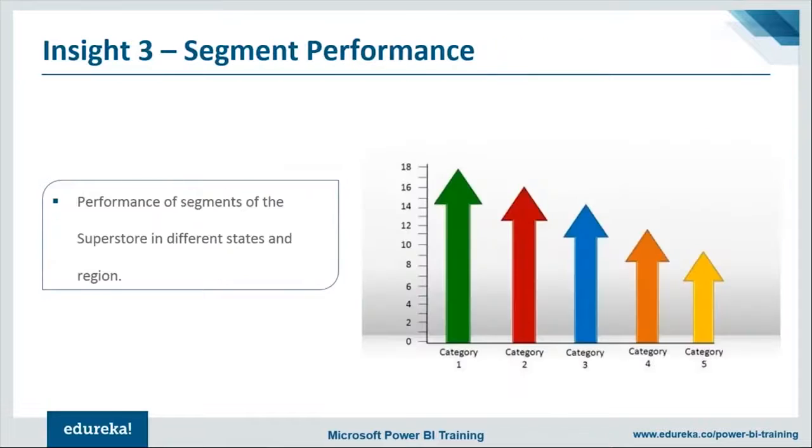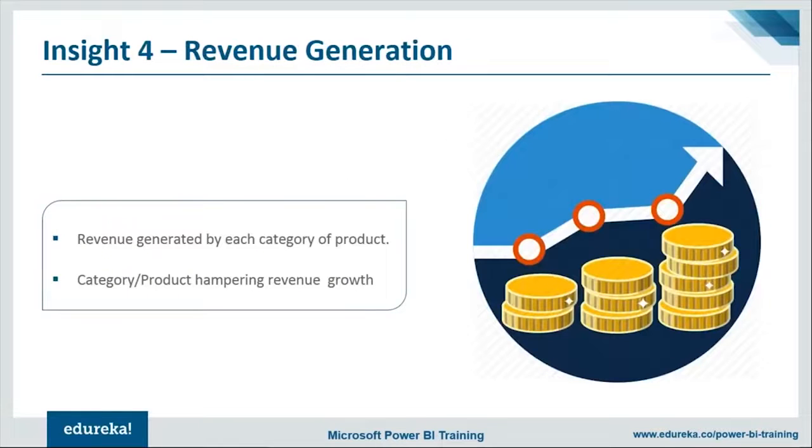After that you have Insight 3, where we'll be seeing the performance of different segments involved in the Superstore and how they contribute as well. Finally, we'll try to understand the revenue generated by each category of product. Now there are different categories of the product, so we'll see which category is hampering our growth and which is feeding our growth as well. Okay, are you guys clear?